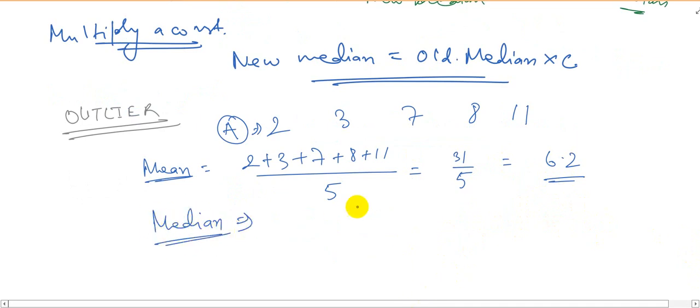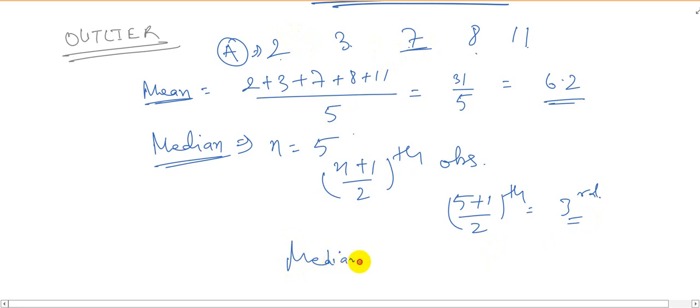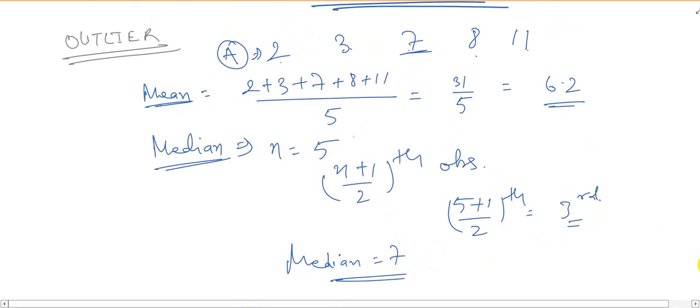Median, right? What is the median? Median is 7. We can see that n, the number of observations, is what? 1, 2, 3, 4, 5. So n is 5. So we know that the (n plus 1) upon 2th observation is the median, which is equal to 5 plus 1 upon 2, which is the third observation. What is the third observation? It's 7. So median is 7, right? Median is 7. Very nice.